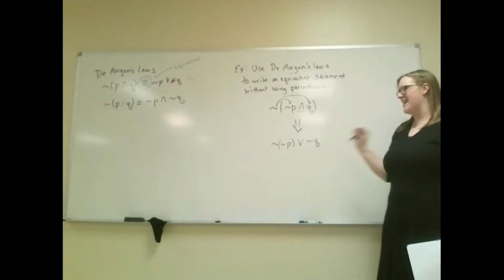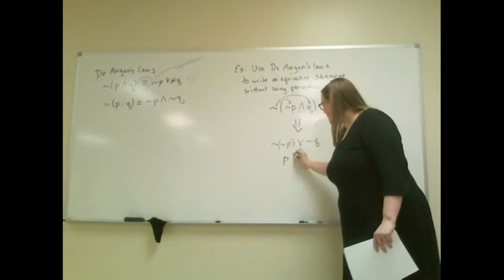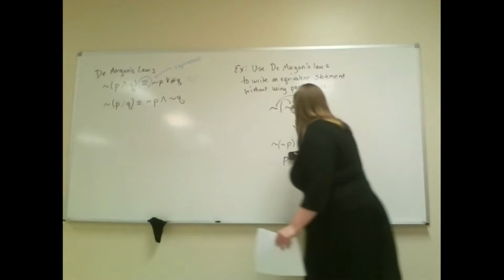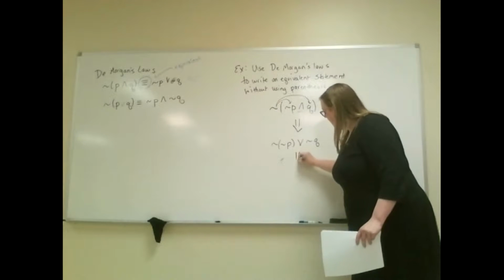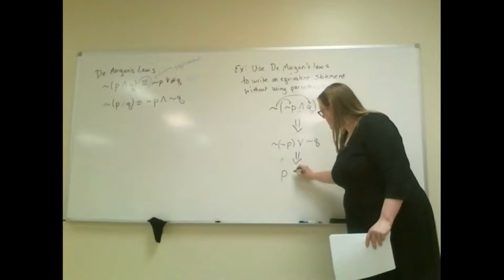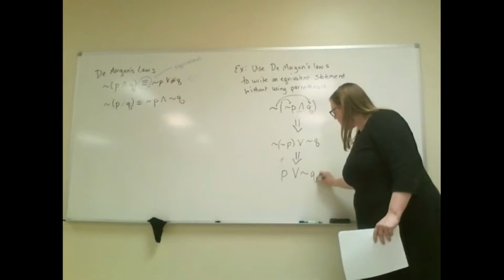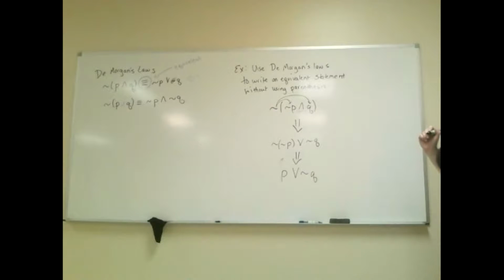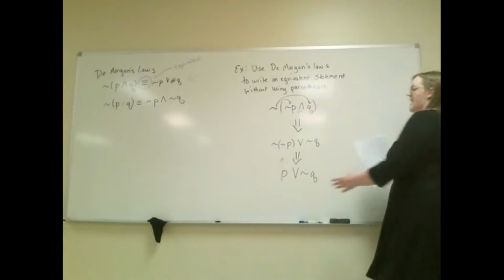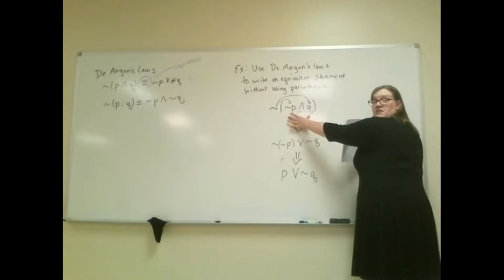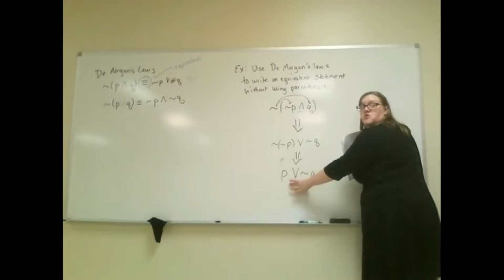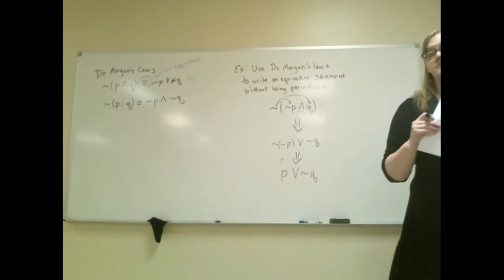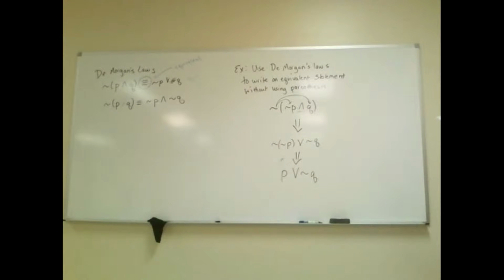Tanya said it is P, and that is right. Let me give some more space in between. Our final answer is P or not Q. So we took something that looked super ugly and made it into something that we've done truth tables for, we've looked at several times. That's the nice thing about De Morgan's laws.